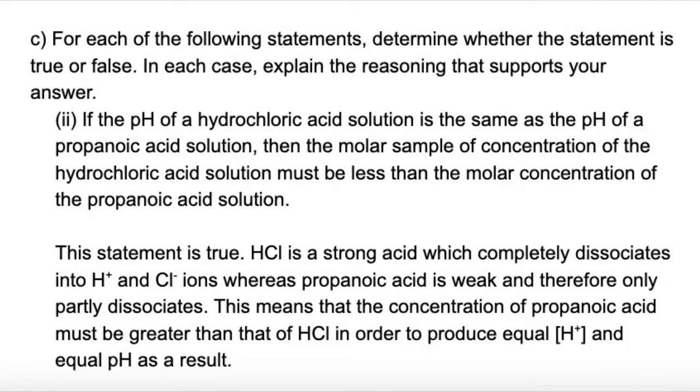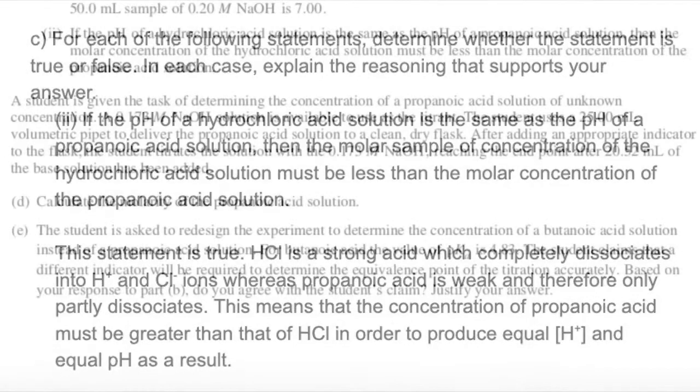produce equal concentration of H plus and therefore equal pH within the solutions. Therefore, HCl concentration must be less than propanoic acid.